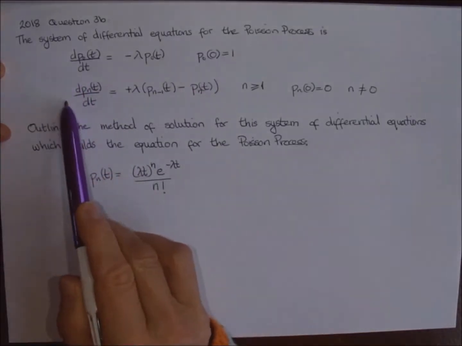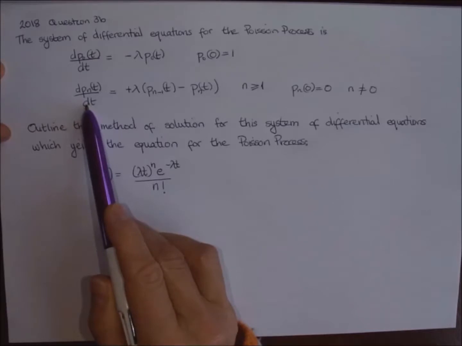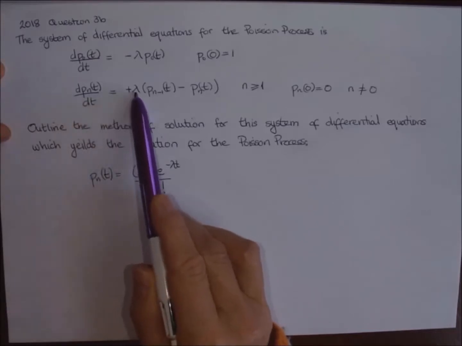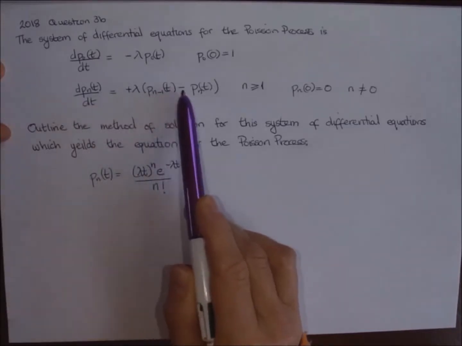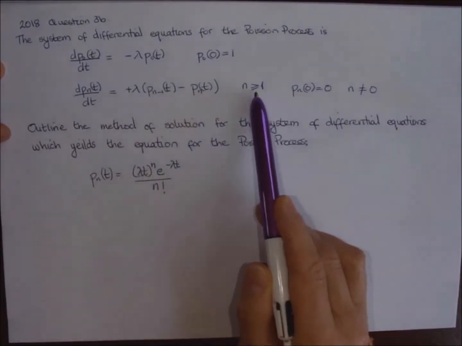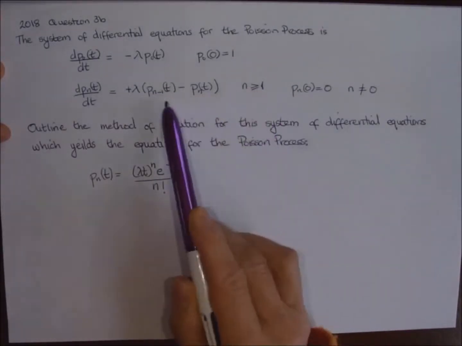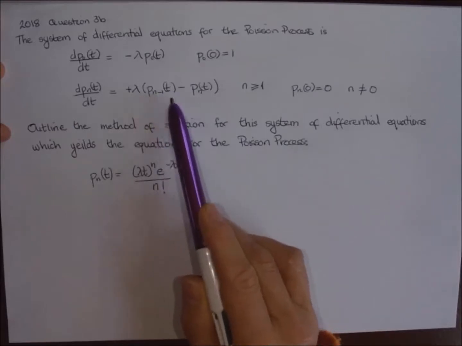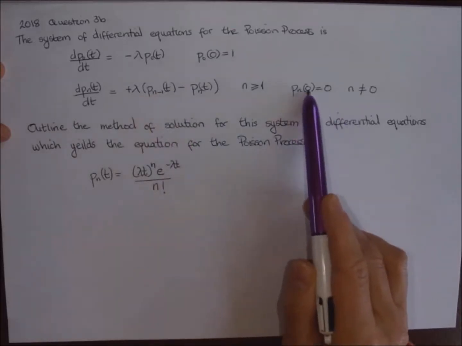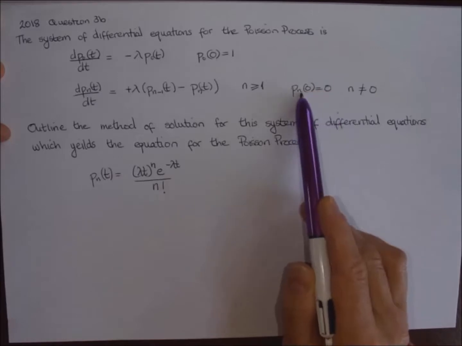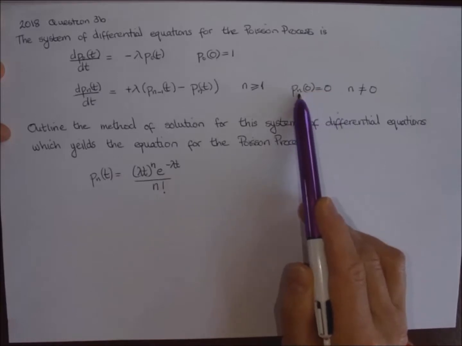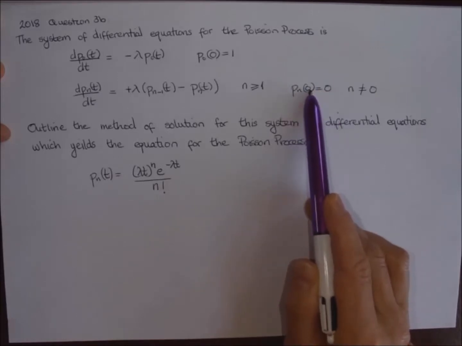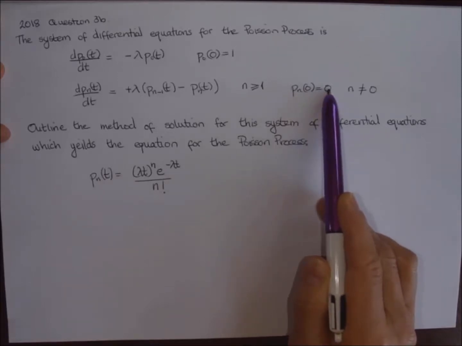And the second equation is dpn(t)/dt equals lambda times pn minus 1 of t minus pn of t, when n is greater or equal to 1, because if n was 0, 0 minus 1 wouldn't work there. And also pn(0) equals 0, that means the probability of 1 or 2 or more events occurring in 0 time is 0.